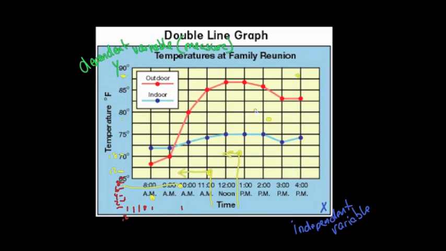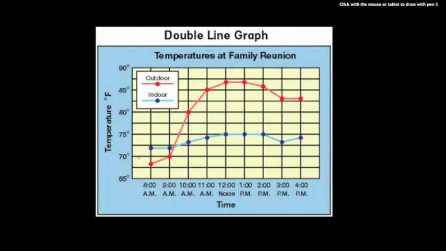Let's look at this graph. This graph is a little bit more confusing because it has 2 lines on the same graph. But if you look, it's really saying the same thing. At 8 a.m., the outdoor temperature at the family reunion was probably somewhere around, if this is 65 degrees, this mark is 67.5, somewhere around 68 degrees. Okay? So this graph is going up in temperature by 2.5 degrees for every line. And going across, we're measuring every hour.